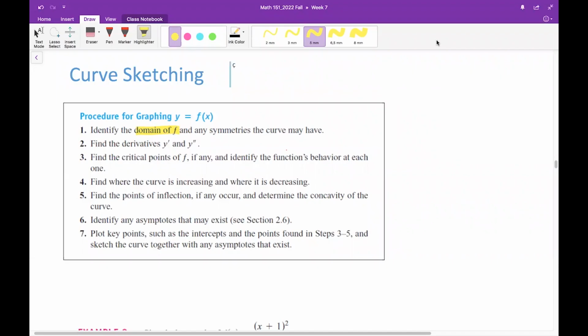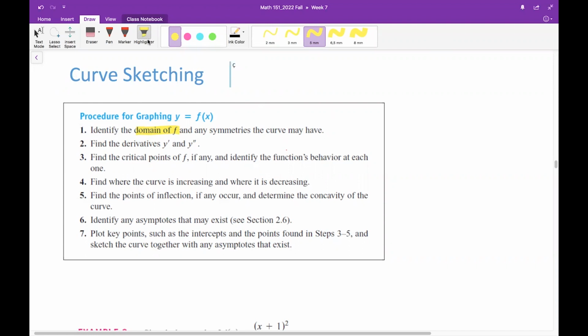This is lecture video 24. We will cover curve sketching in this lecture video. The following box summarizes the steps that should be followed to construct the graph of a function.